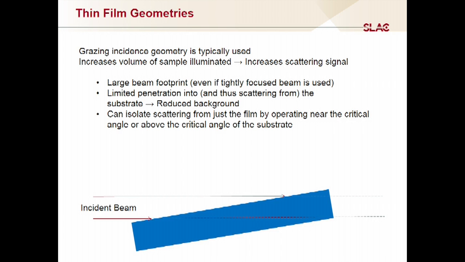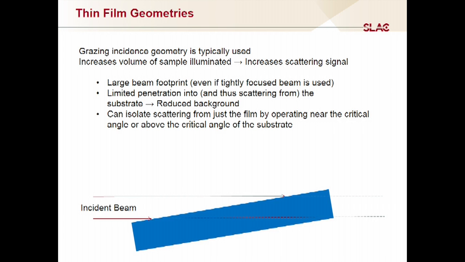But there are advantages, certainly, to working at grazing incidence, namely that you can illuminate more of your sample. So if you have an incident beam, it has some height. Our beams are not infinitely small. And what that means is that at some angle for the sample, you get a footprint. And if this angle for the sample is lower, the footprint gets bigger, which means that you're seeing more material.